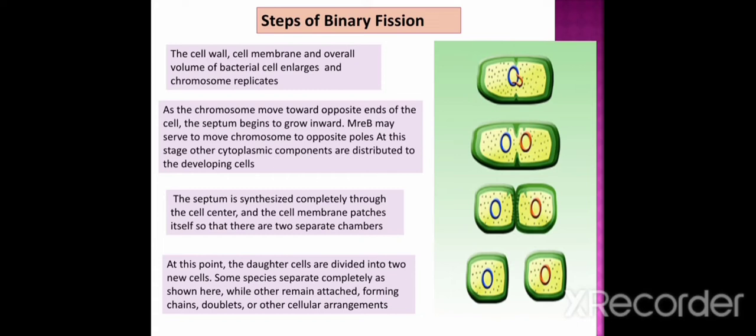The MreB protein may serve to move the chromosome to opposite poles. At this stage, other cytoplasmic components are distributed to the developing cells. The septum is synthesized completely through the cell center, and the cell membrane patches itself so that there are two separate chambers. At the last stage, the daughter cells are divided into two new cells. Some species separate completely as shown here, while others remain attached, forming chains, doublets or other cellular arrangements.